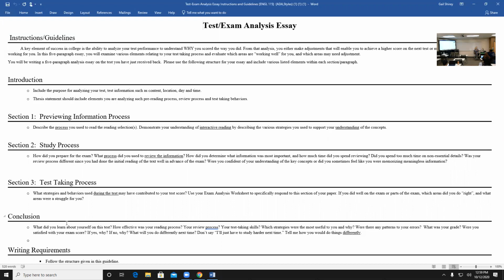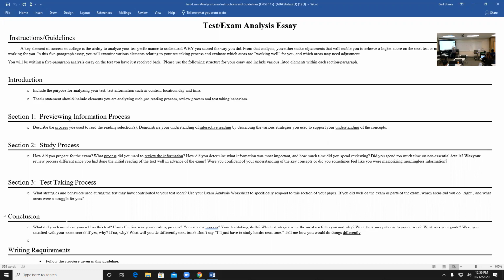I want you to tell me the purpose for analyzing your test. I want you to give me test information. Things like, what was the content of the test? Where's the location, the day, and the time? I also want you to talk about a thesis statement. Now, the thesis statement are elements that you are analyzing, things like your pre-reading process, review process, and test-taking behaviors. Previewing process, study process, test-taking procedures.